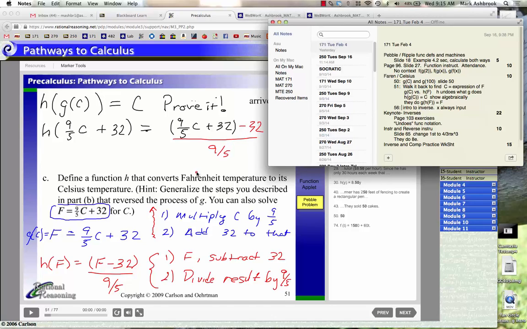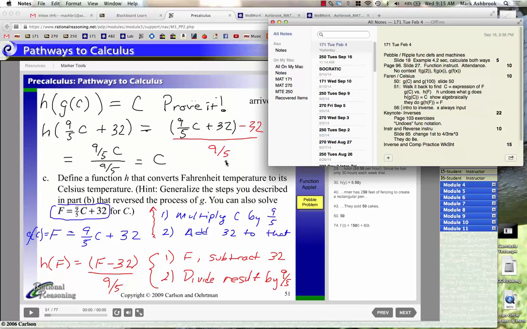Does it make sense? So this should be review, right? You were doing this for homework, and we did it on Wednesday. Okay, so now we finish it out. What can we do? 9/5 C plus 32 minus 32. What is that? 9/5 C. 32 minus 32 is 0. So we got 9/5 C, then that's the numerator, over 9/5 equals.